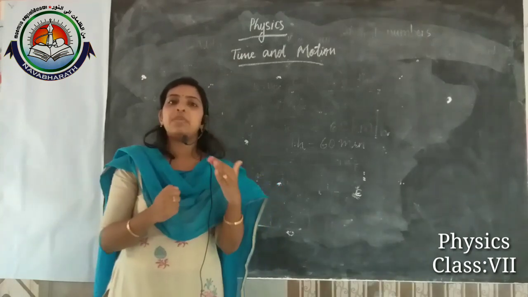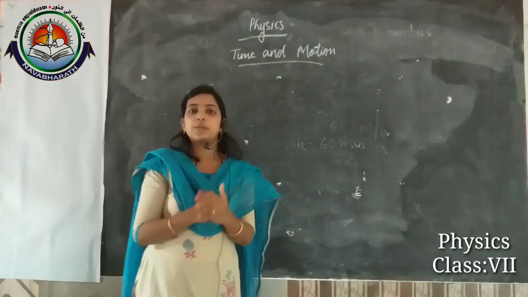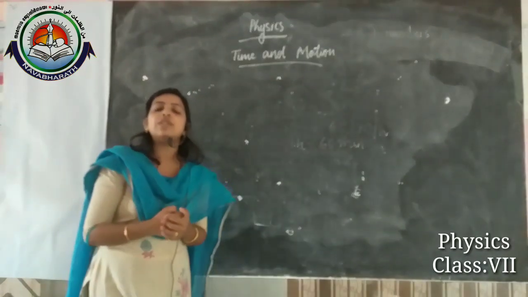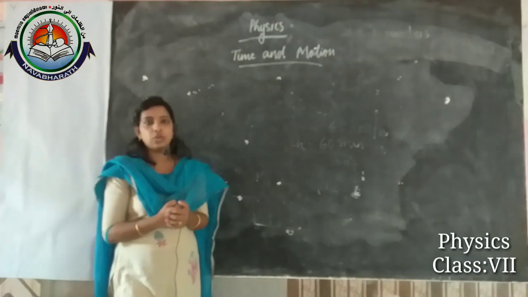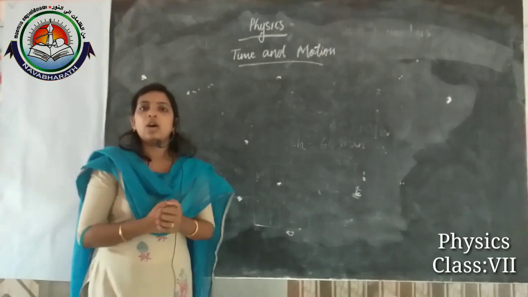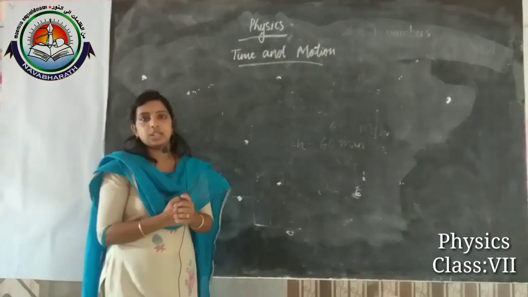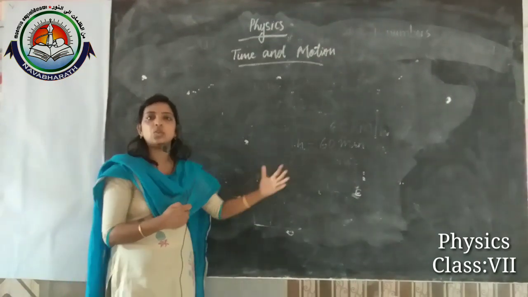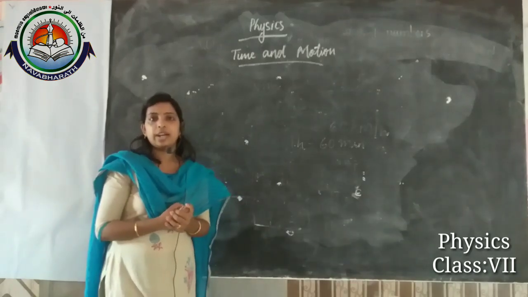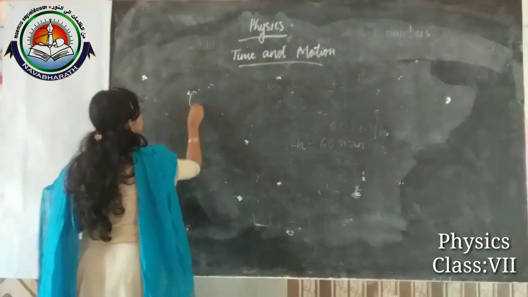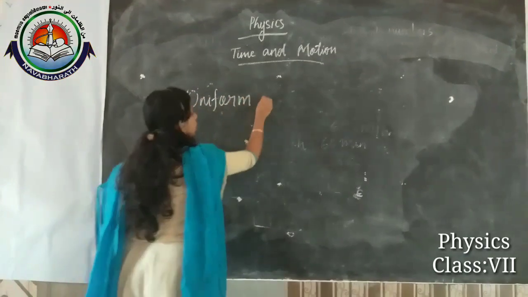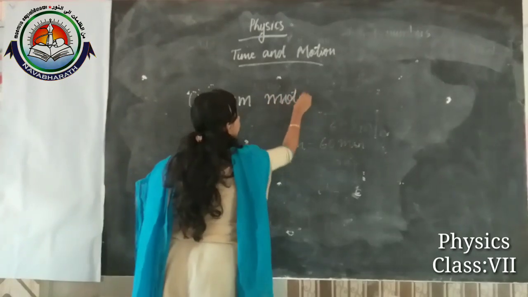So on the basis of the nature of speed, we may have two kinds of motion, that is uniform motion and non-uniform motion. Why do we have these two kinds of motion? On the basis of the nature of speed, we have to discuss uniform motion and non-uniform motion, right? First we can discuss uniform motion.